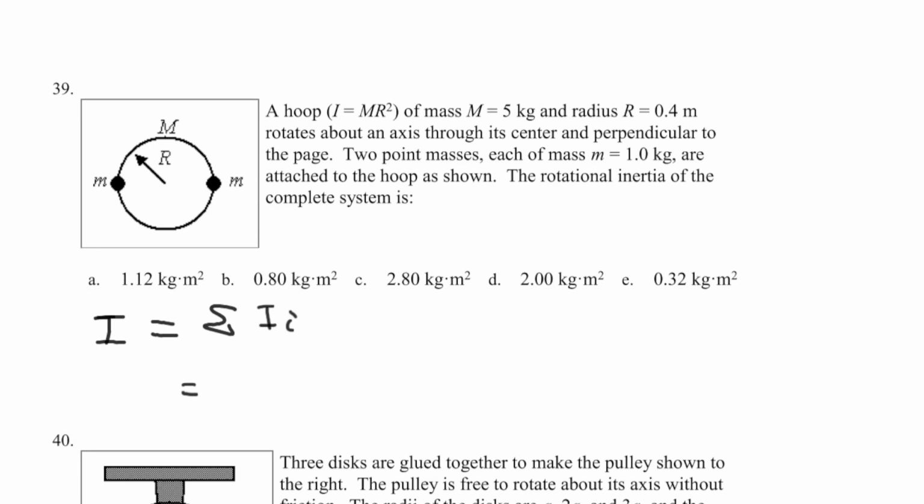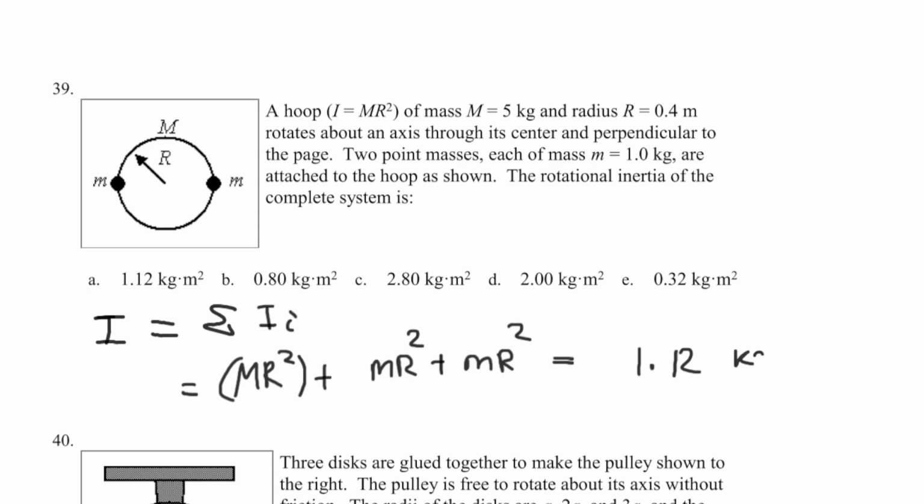So we have the hoop itself, which is mr squared. Then we have a point mass m, a distance r away, and we have another point mass m, a distance r away. And computing this, adding all these together, that's just going to be the total mass times r squared in this example. So that's just going to be, there's going to be 7 times 0.4 times 0.4, which is not a nice value. It's 1.12 kilogram meters squared.